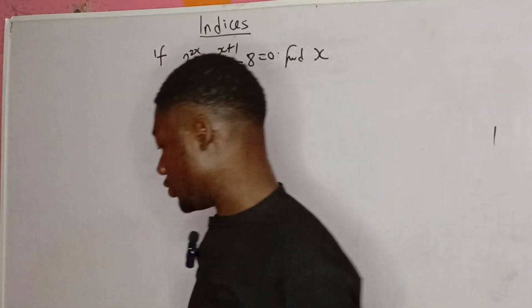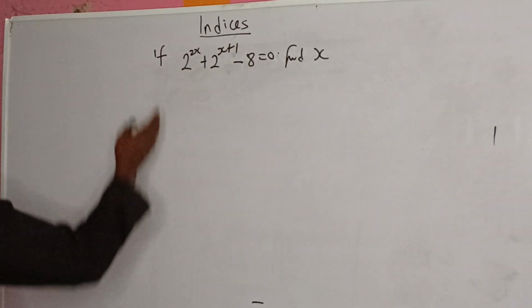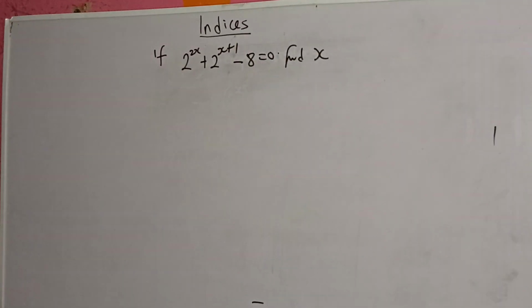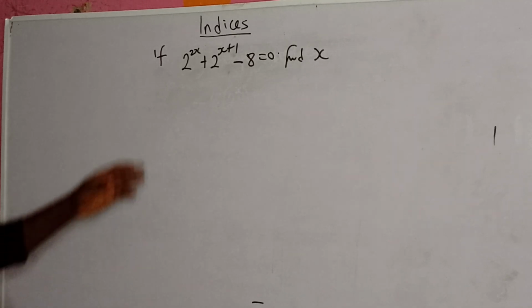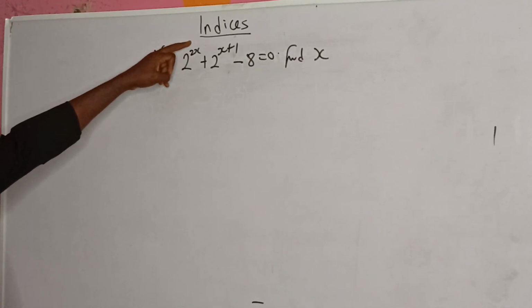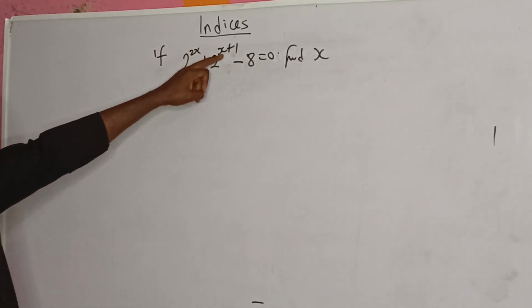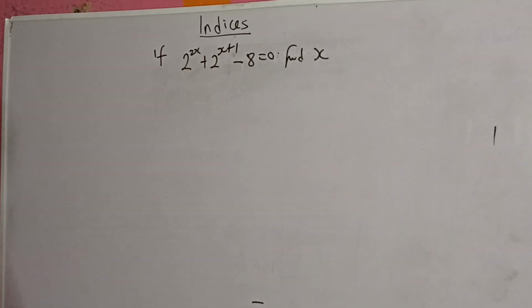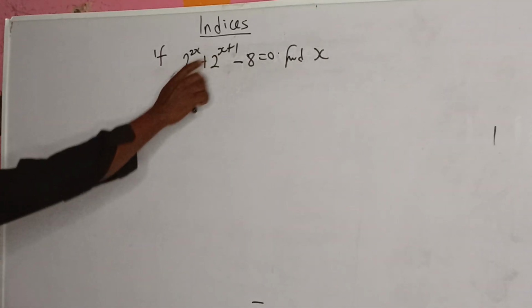Okay, so today we are going to look at this equation. This is an exponential equation in indices. Now, look at what the equation says. If 2 power 2x plus 2 power x plus 1 minus 8 equals 0, find the value of x.